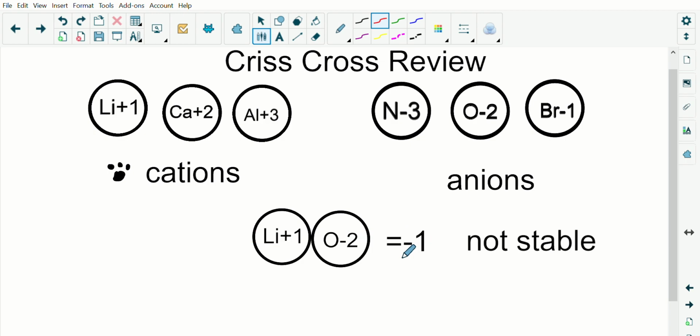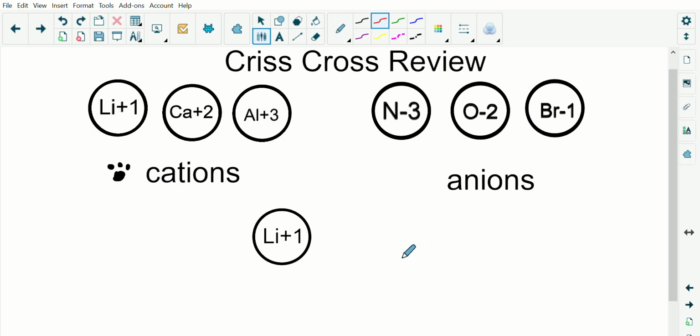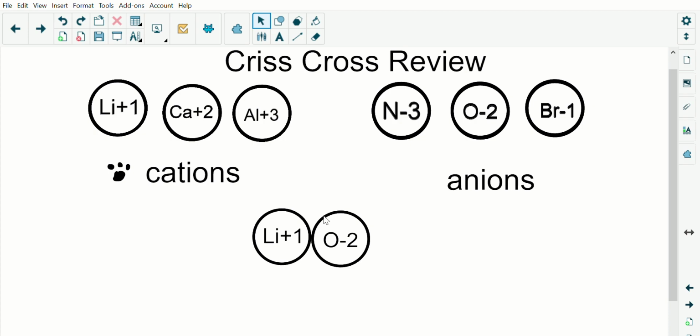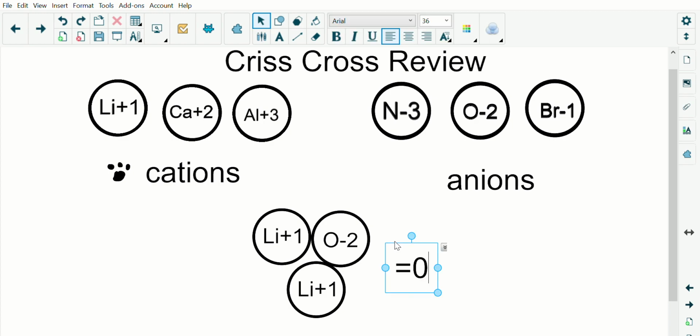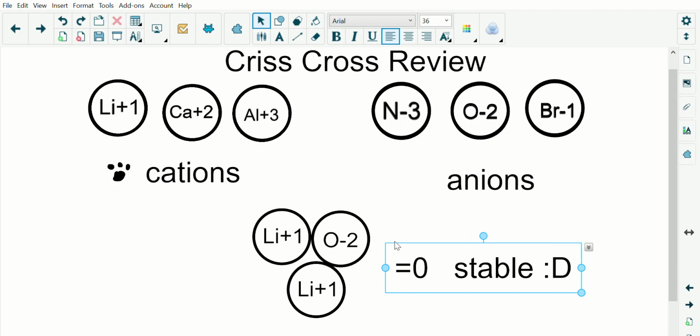So we need to think to ourselves, what do we need to do in order to get this to work? And you'll probably notice it a few different ways. First off, metals are always first, and you probably will notice I need 2 positive 1s to balance out with a -2. If you add these 2 together now, you have +2 with a -2, well, that equals 0, and that is stable, which is wonderful.